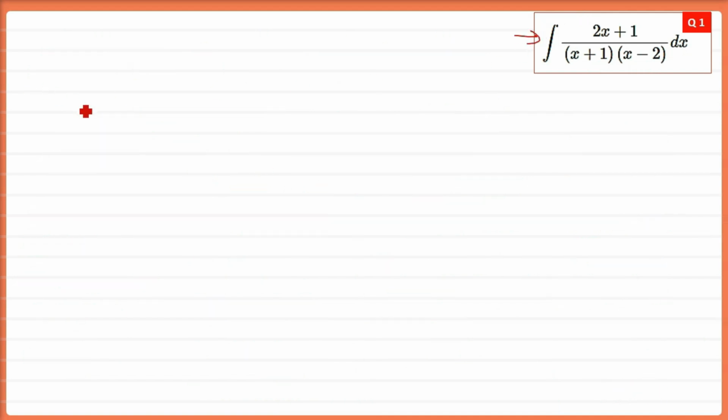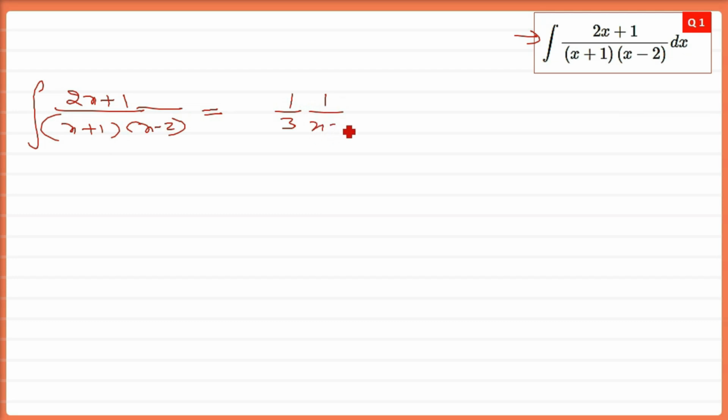Now this original equation, we have just done the half part right now. So we can write this 2x plus 1 divided by x plus 1 into x minus 2, because we are integrating it. So we have a, remember, it was 1 by 3, followed by 1 by x plus 1. So this is your first term. Then the second term, we got b as 5 by 3. You can write 5 by 3 into 1 by x minus 2. So this is your second term.